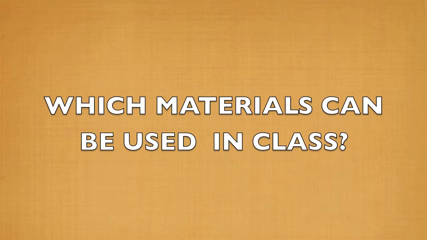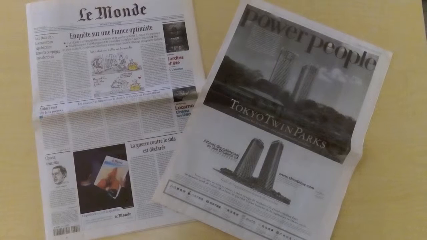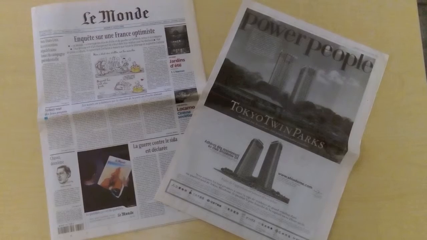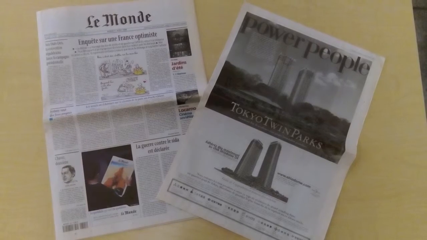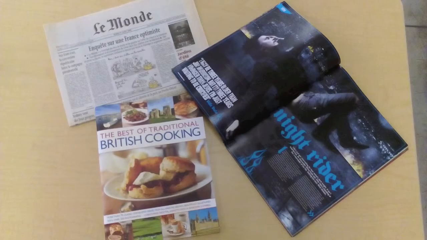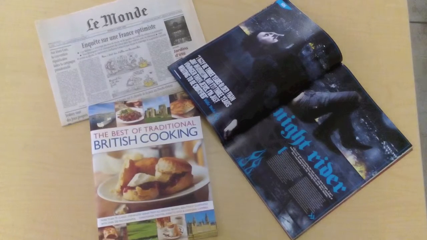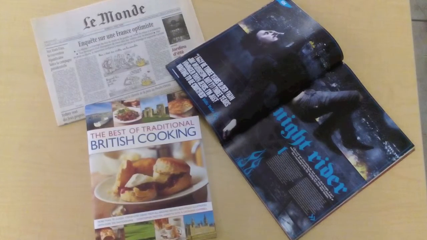But which are these materials that can be used in a class? They can be easily found. These materials can be, for example, newspapers and magazines. We can find them in certain special stores. Usually newspapers are a good source of real information, culture and language, as well as magazines or even small books like the one in the picture.